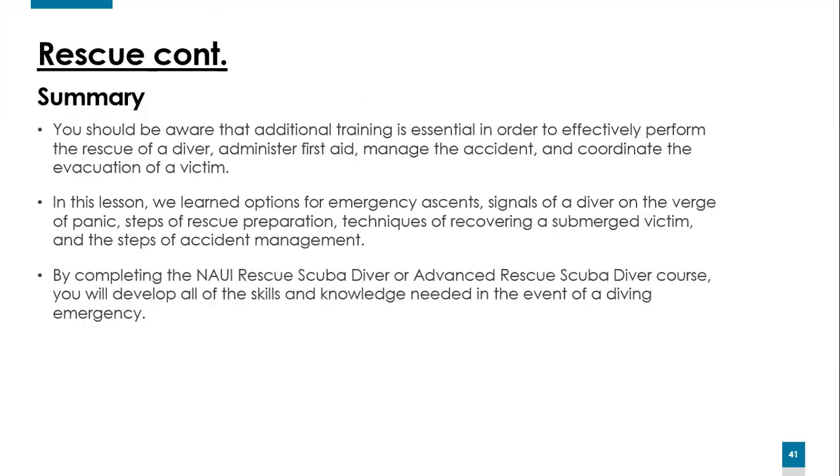Okay, so in summary, you should be aware that additional training is essential in order to effectively perform the rescue of a diver, administer first aid, manage an accident, and coordinate the evacuation of a victim. Some of the things that we went over: we learned options for emergency ascents, signals of a panic diver, steps of rescue preparation, techniques for recovering a submerged victim, and the steps of accident management.